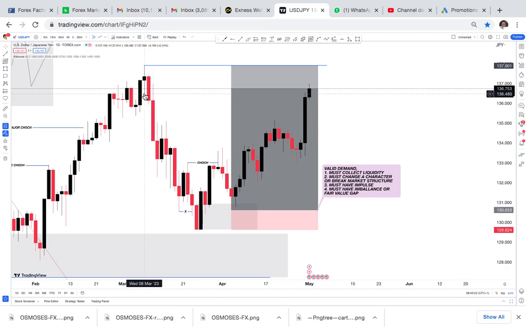So there is this minor supply or premature supply here also. Why? Because it took out this high and took out these lows. So you have to be aware of both ends. You need to put all this in place so that you know where to look out for.